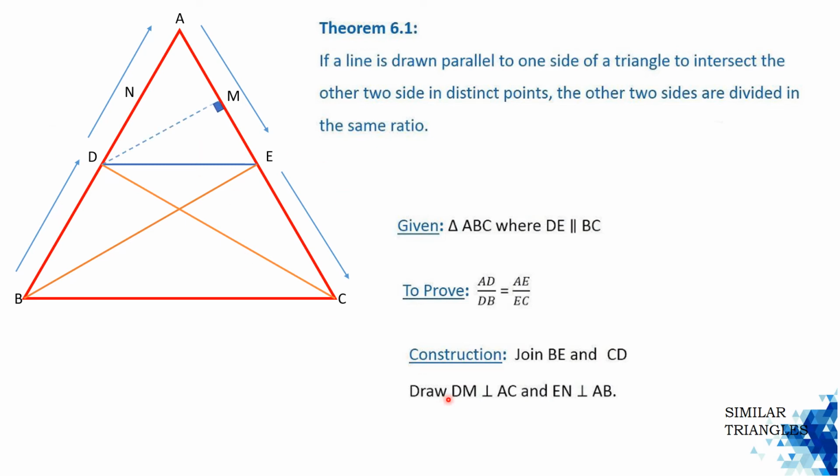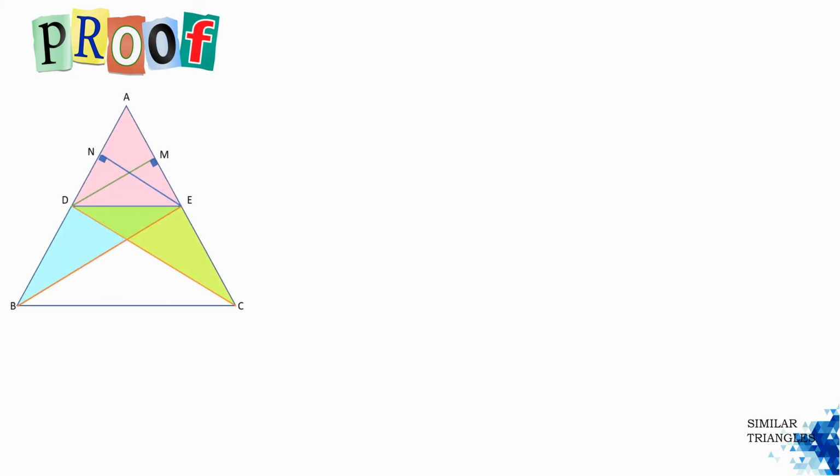And draw DM perpendicular to AC. I'm going to draw one perpendicular line to AC. AC, AE, anything you can say AC. And draw another line EN perpendicular to AB. These are the constructions we need to prove our theorem. So now let's see the proof. I'll take the construction we have done.